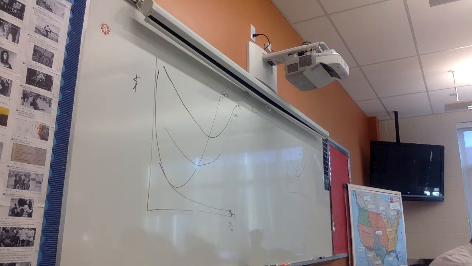So to produce the first box, it costs $20. To produce the second box, it costs $10 more. You have to invest $10 more to make the second box. You've already paid for the fixed costs, you've already paid for the first box. Then to make the third box, it costs $30 more.